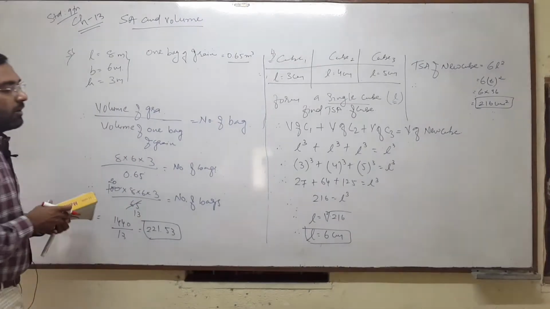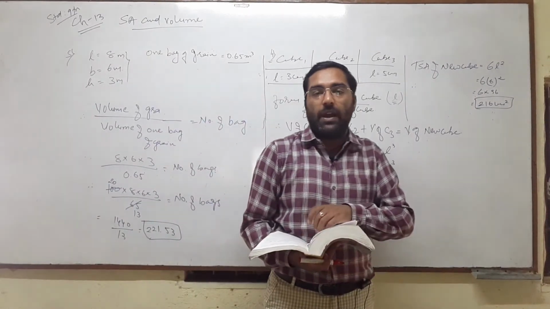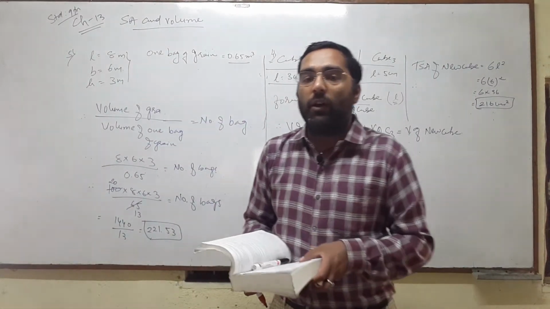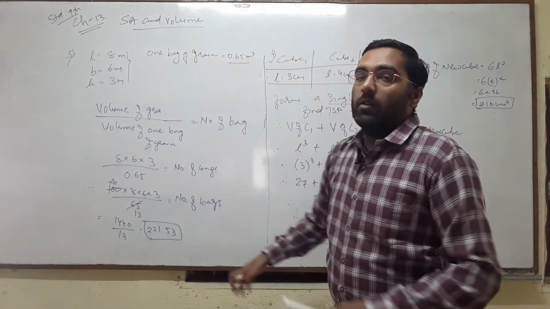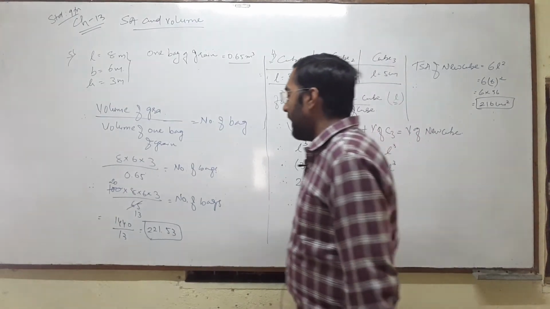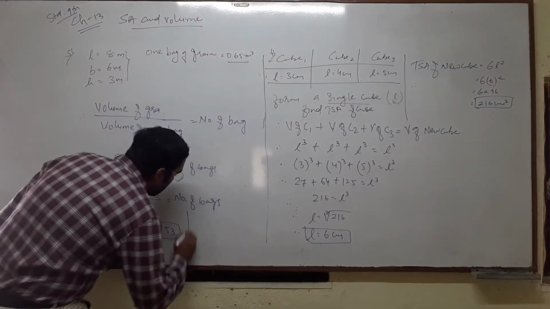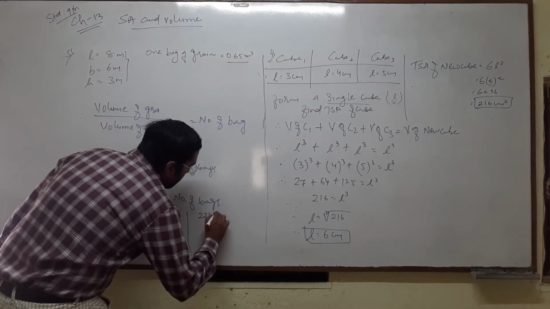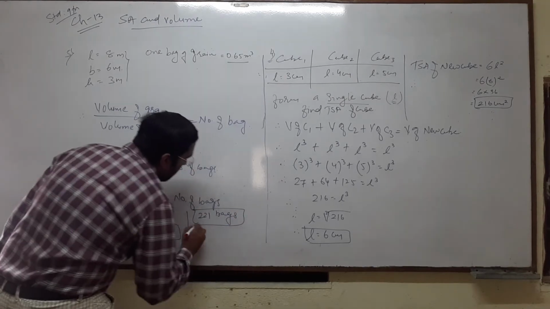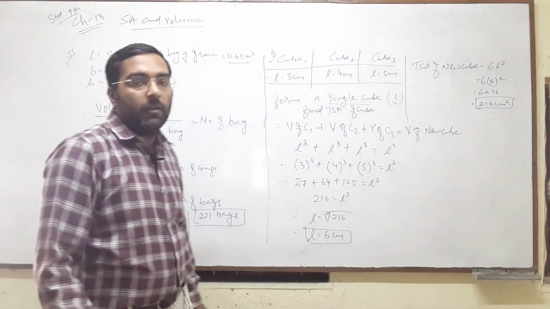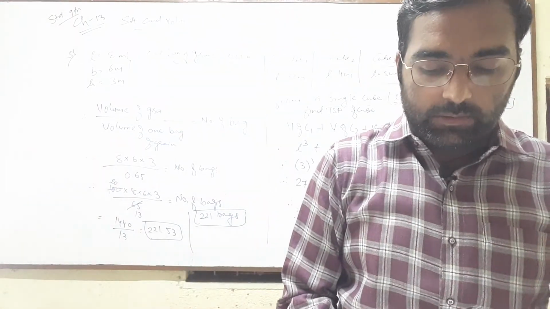But we know that the number of bags or number of tiles or number of any things are not taken as a decimal, so we take the approx, that is 221 bags. Therefore I'll take 221 bags. Okay, my final answer is 221 bags. Okay, clear students?